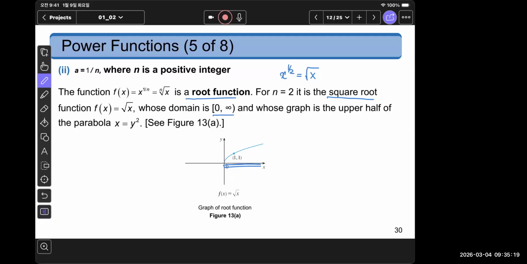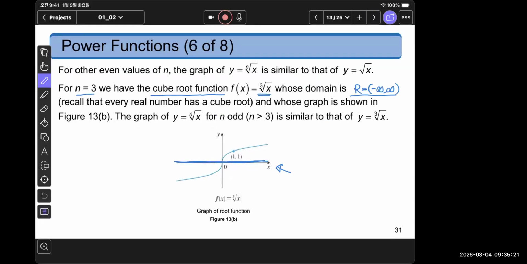Now, when n is 4, then you have a similar situation to the square root function. I mean, if your n is any even integer, then the graph will be similar to the graph of the square root function, and the domain is the same, non-negative values. When n is an odd number, then the graph will be similar to that of the cube root function, and of course the domain will be the whole real line.